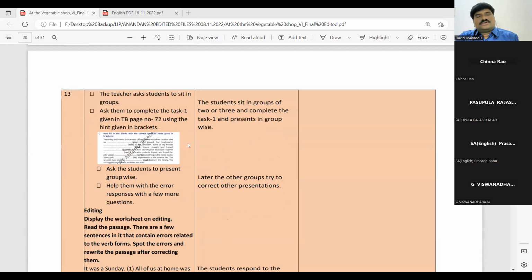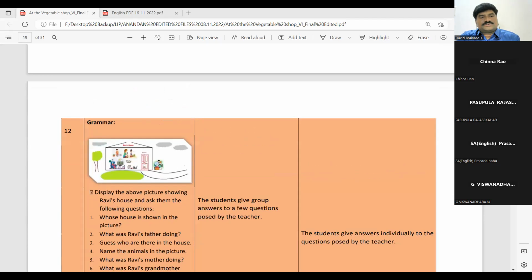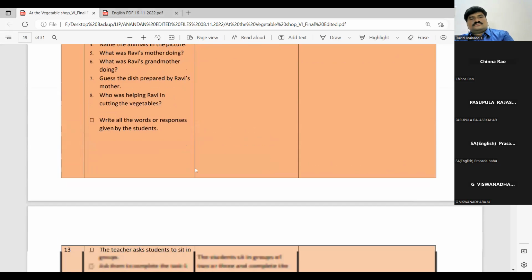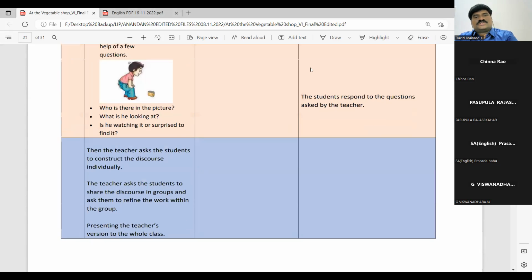So for everything, a picture will be helpful. So picture interaction should happen at the very beginning of the lesson. It should happen in each slot, before each slot. And finally, even in the vocabulary or grammar part also, we need to have pictures. So this detailed lesson plan is present in our modules, handbooks. So let us go through them.